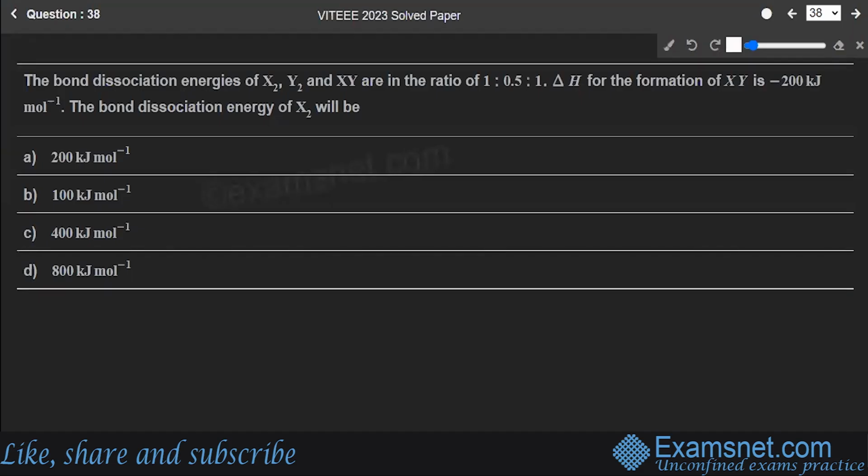Question number 38, the bond dissociation energies of X2, Y2, XY are in this ratio. If delta H for the formation of XY is minus 200 kilojoules per mole, the bond dissociation energies of X2 will be. First thing, you are given the bond energies for X2, Y2 and XY. They are 1.5 and 1. Let's say this is X, this is 0.5X, and this is X kilojoules per mole.